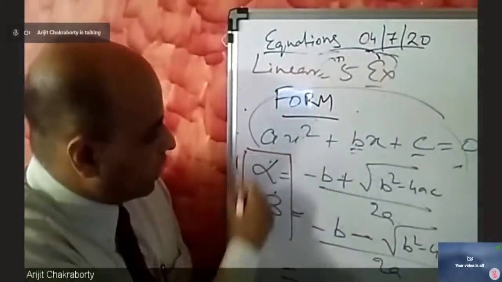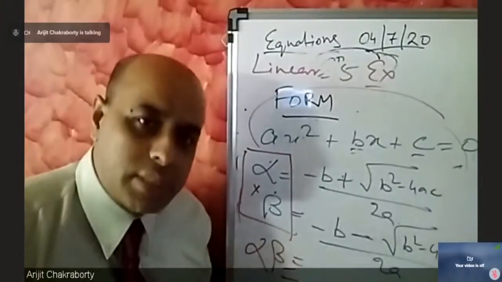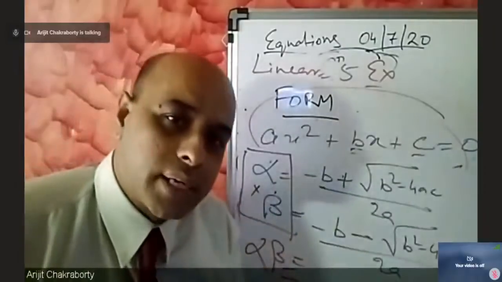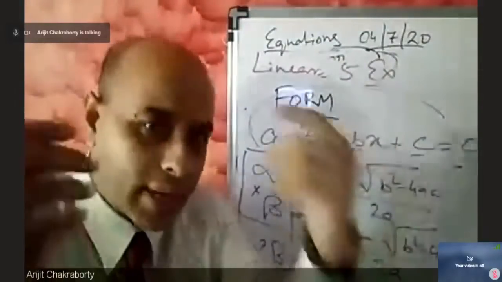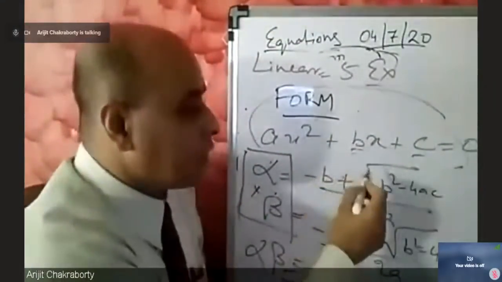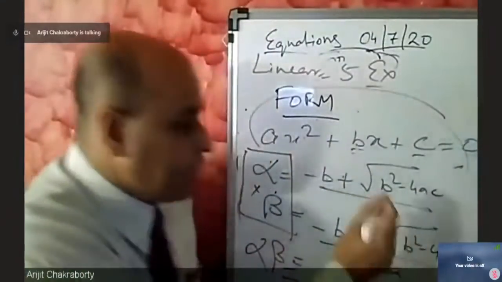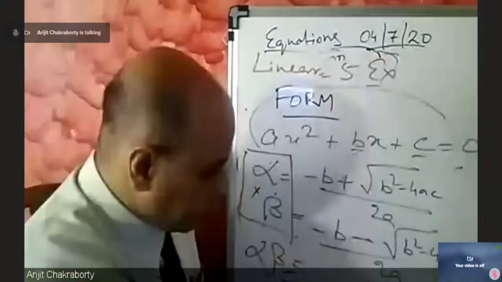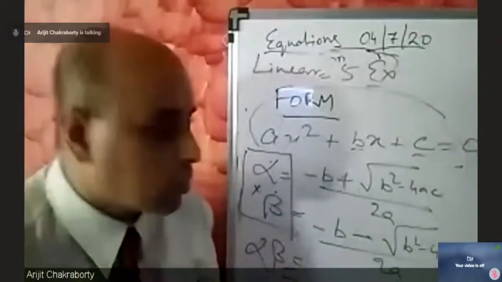On the left hand side, yes, we multiply. Alpha into beta, that is alpha beta. What will happen on the right hand side? Dear friends, let's try and see what happens. We are first concentrating on the numerator. The denominator is easy. You have 2a and 2a, so it will become 4a square. The denominator part is easy. Let us focus on the numerator.